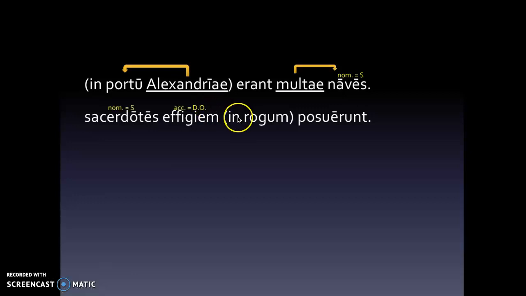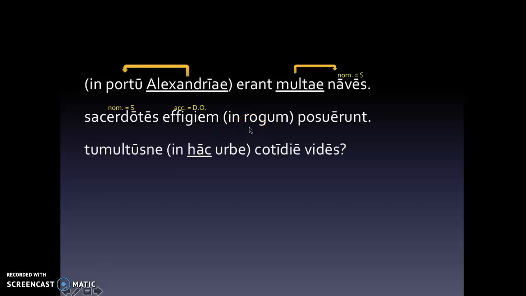Okay, we've got in rogum as our prep phrase. Sacerdotes. This es means that it's nominative. This could also be accusative. This could be nominative plural. It could be accusative plural. But when we look at effigium, this can only be accusative singular, which forces the sacerdotes into the other option. So this is our subject. This is our direct object. So the priests placed the effigy onto the pyre.